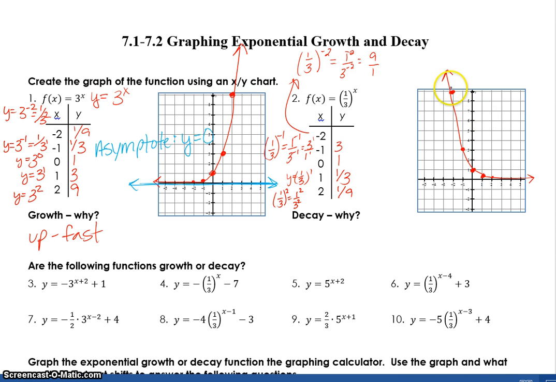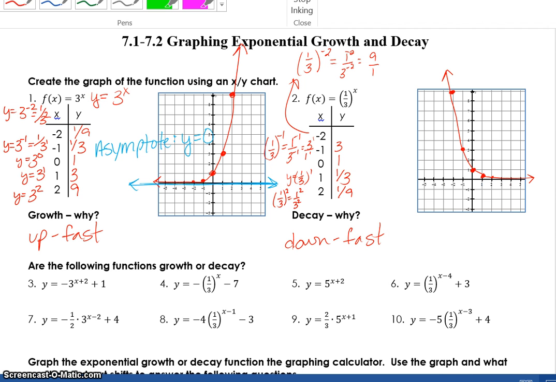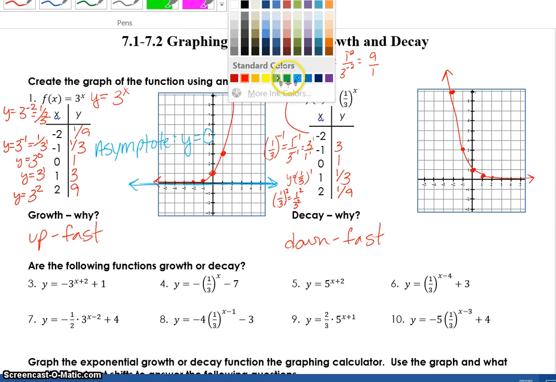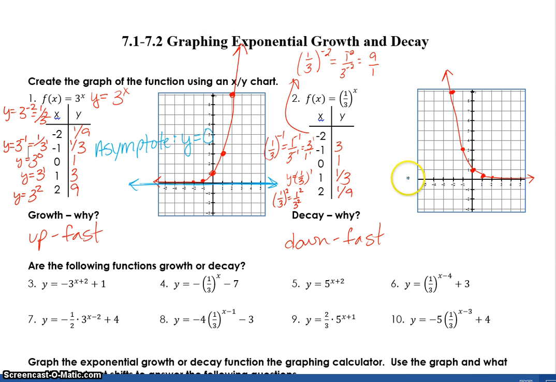So as you can see, this graph is dropping very quickly. Okay, so this is going down very fast, and that is why that is exponential decay. And it also has an asymptote at the line y equals 0. So we can draw in that asymptote here, which is where the graph is going to get really, really close to, but never touch.